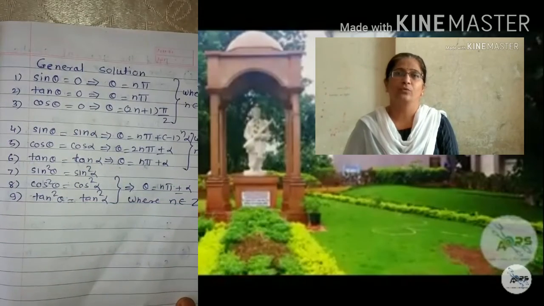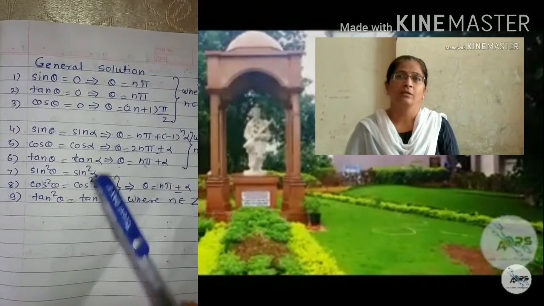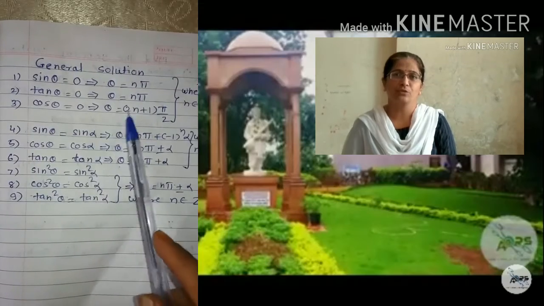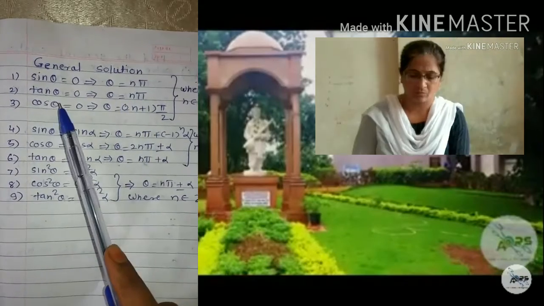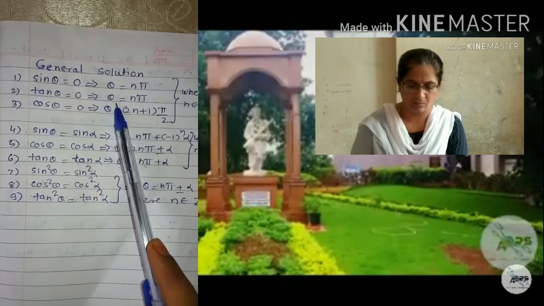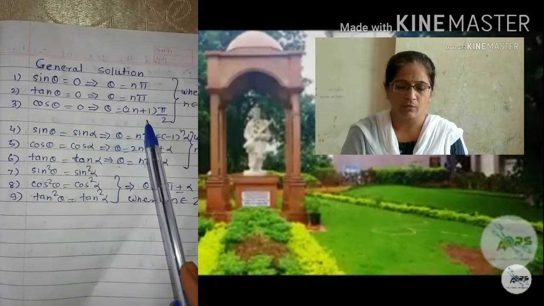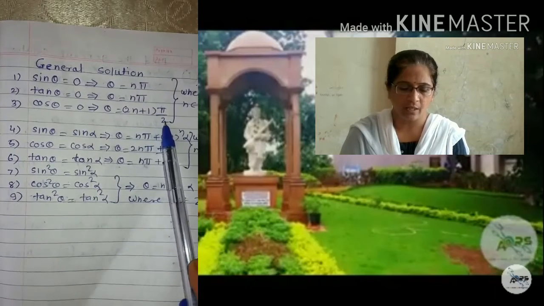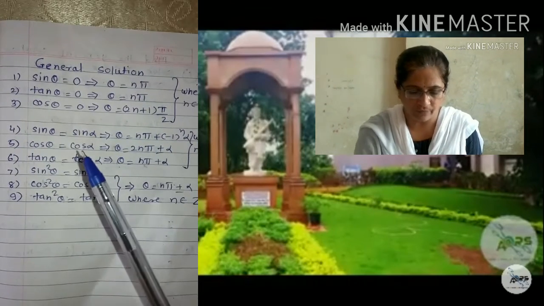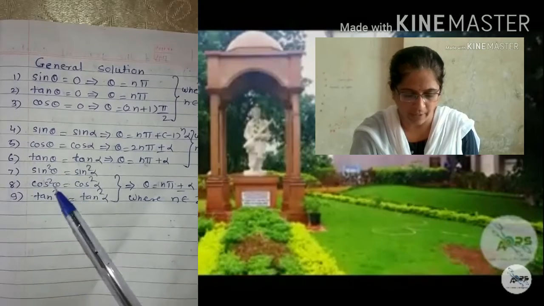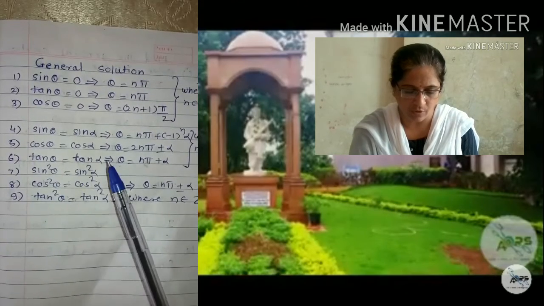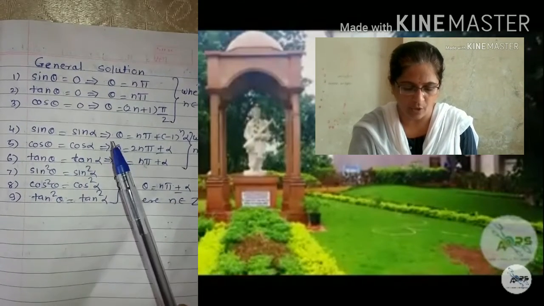Dear students, today we are going to learn examples of general solution. Let us start now. sin theta equal to 0 implies theta equal to n pi. cos theta equal to 0 implies theta equal to (2n plus 1) pi by 2. So when the equations are in the form that a trigonometric function equal to 0, we use this.